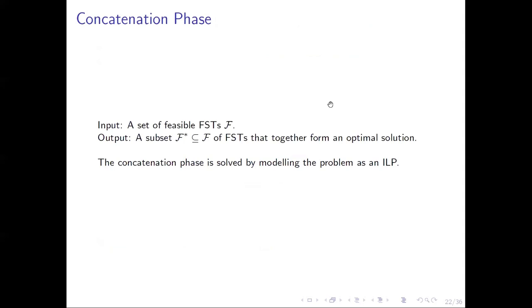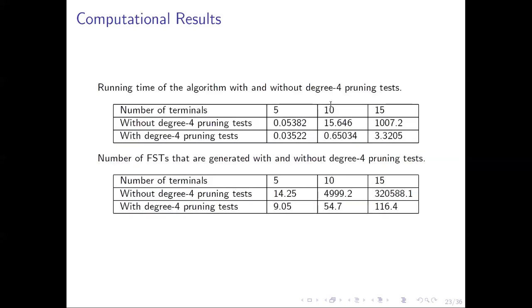Okay, so that's the generation phase. So we've generated a bunch of FSTs, which contains the FSTs of at least one optimal solution. Then in the next phase, we have a bunch of FSTs, and our aim is to find a subset of them, which together form the optimal solution. So how do we do this? We model the problem as an integer linear program, and we solve it using an ILP solver. I won't go into details of that phase.